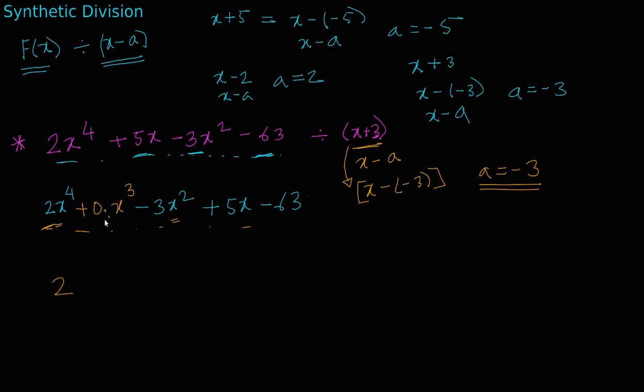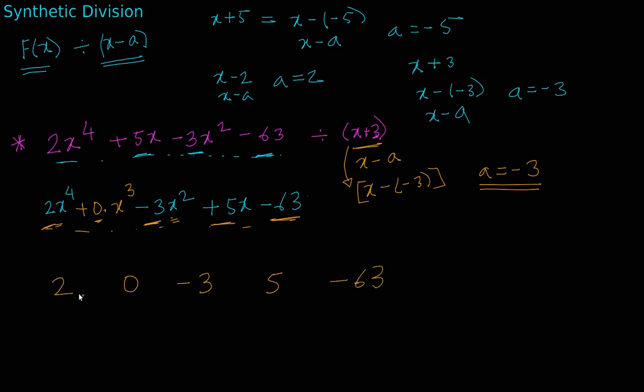Then what is the coefficient of x cube? 0, so I'm going to write down 0 here. Then what is the coefficient of x square? -3, I'm going to write down -3 here. And what is the coefficient of x? +5, I'm going to write down +5 here. And then I'm going to write down this -63.